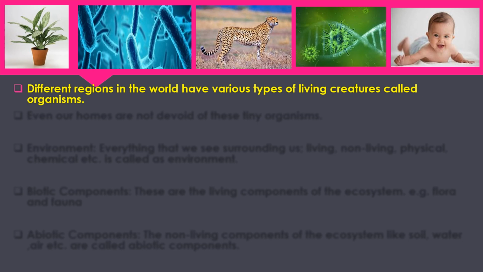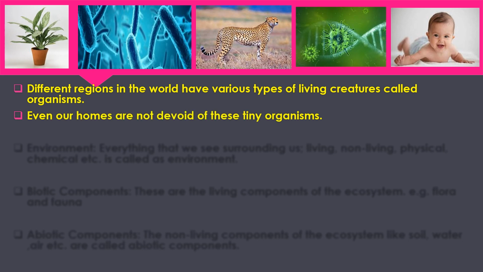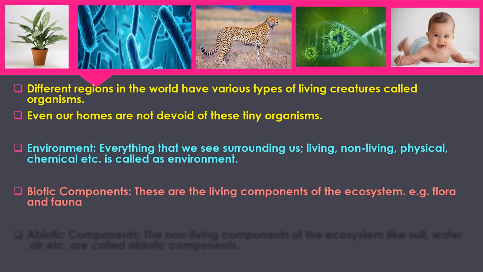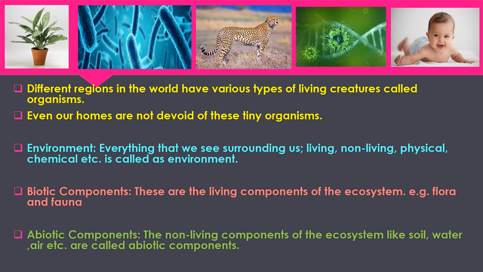Different regions in the world have various types of living creatures called organisms. Even our homes are not devoid of these tiny organisms. What is an environment? Everything that we see surrounding us, living, non-living, physical, chemical, etc. is called as environment. It has two components. Biotic components are those which are living components of the ecosystem, example flora and fauna. And the abiotic components are the non-living components of the ecosystem like soil, water, air, etc.